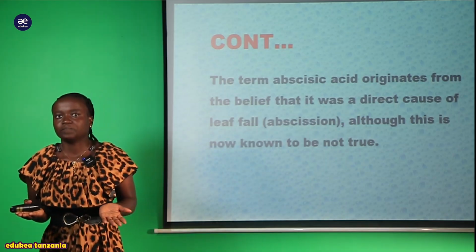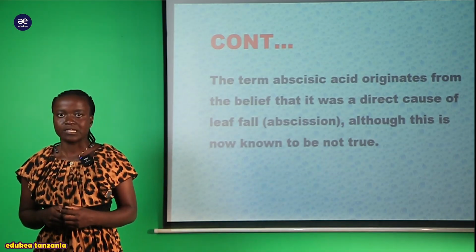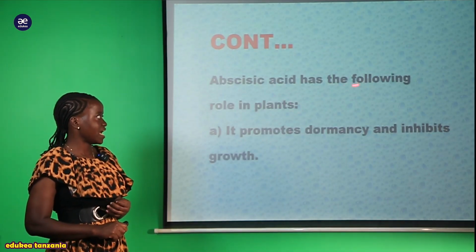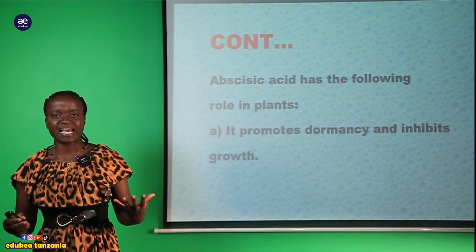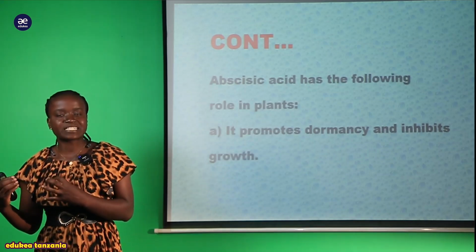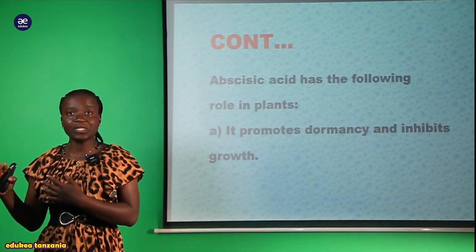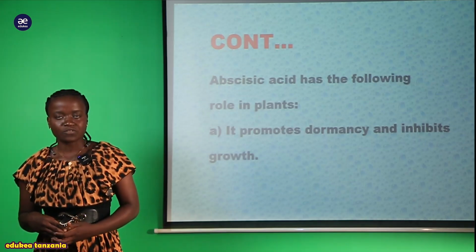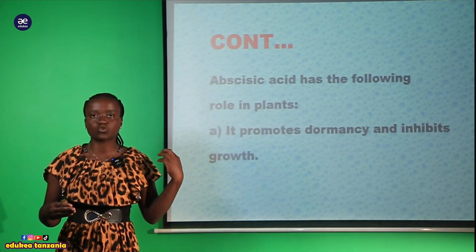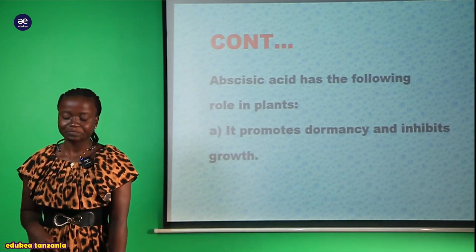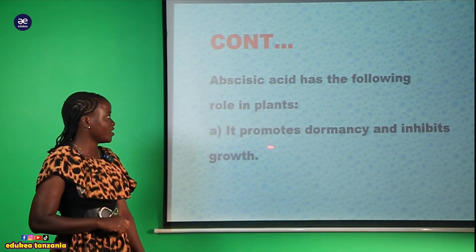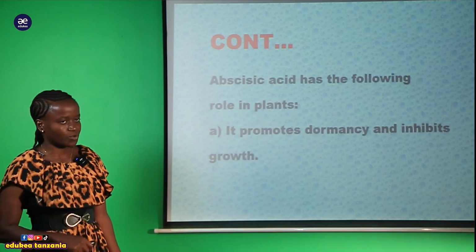So what are the roles, if that is not the role of abscisic acid? Now we are going to see the roles of abscisic acid. If you have been asked about the origin of abscisic acid, it is from the belief that abscisic acid is known for leaf fall or abscission. So the word abscission makes this word abscisic acid, but it is not the true meaning of abscisic acid. So the first role of this abscisic acid is that it promotes dormancy and inhibits growth.